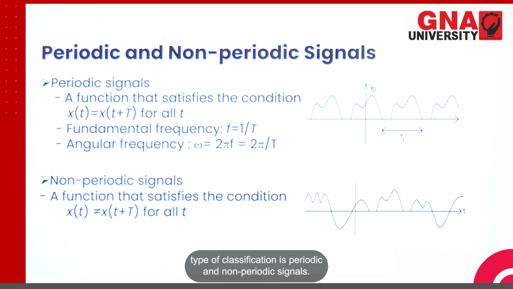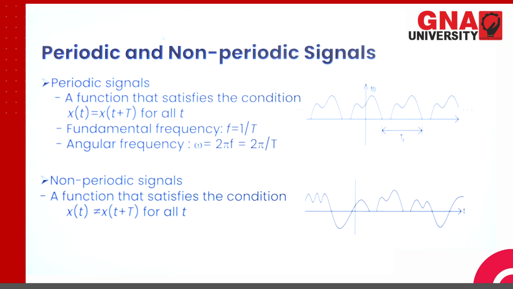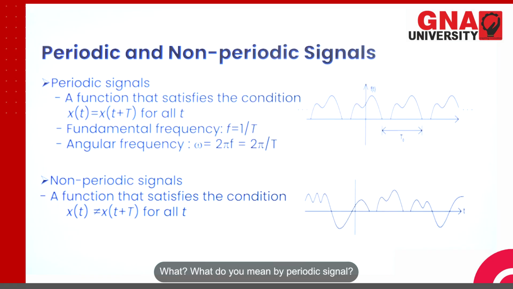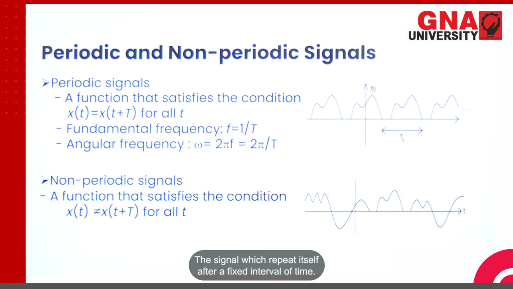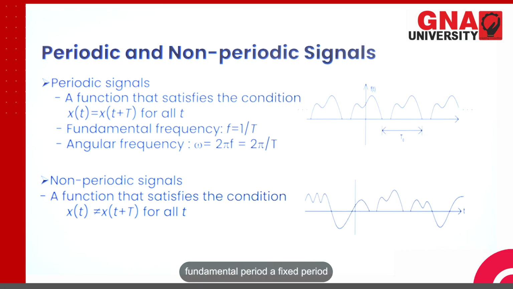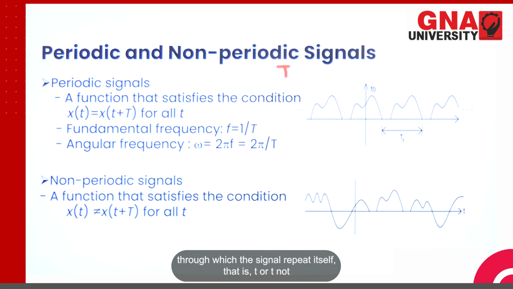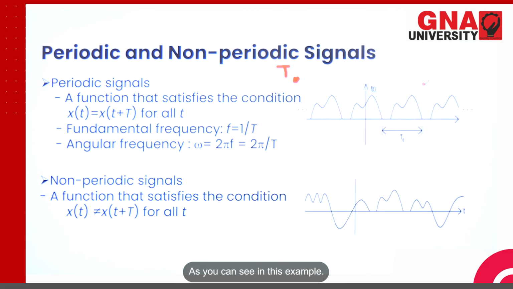Now the third type of classification is periodic and non-periodic signals. What do you mean by a periodic signal? The signal which repeats itself after a fixed interval of time. Let us suppose the fundamental period, or a fixed period through which the signal repeats itself, is T or T naught, as you can see in this example. That is the fundamental or fixed period through which you can see the signal repeat itself.